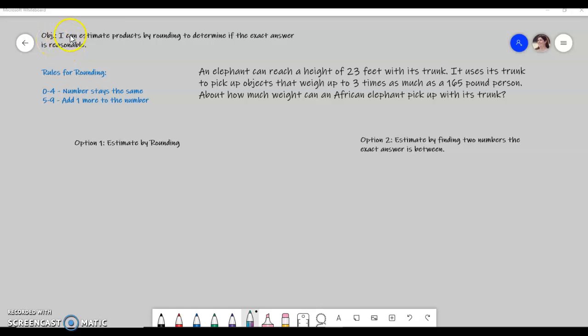Our objective today is: I can estimate the products by rounding to determine if the exact answer is reasonable. In order to do this lesson, we have to understand that we're estimating, so we're not getting an exact answer, we're getting close, and we're trying to use rounding to determine if the exact answer is reasonable, which is just another way of saying, does the answer make sense?